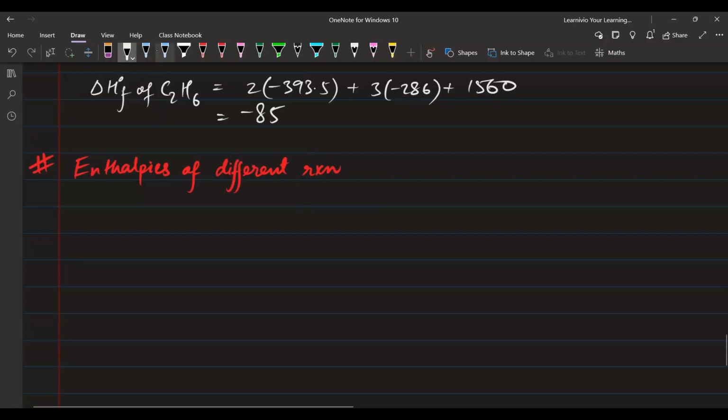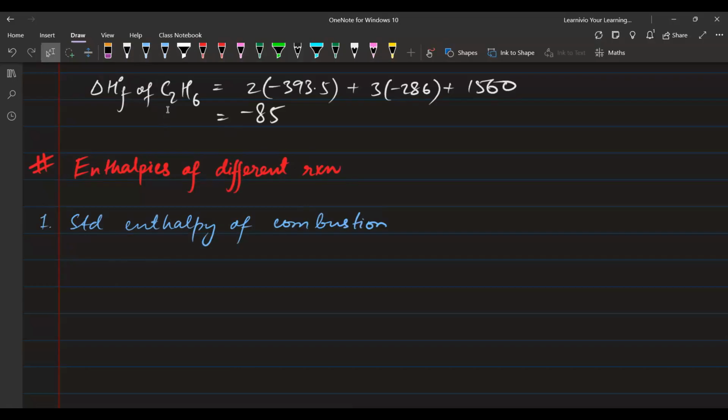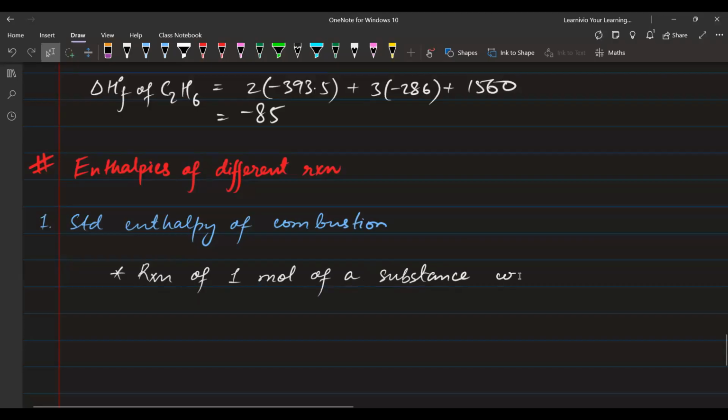First point. The first one is standard enthalpy of combustion. See, in each of the definitions there will be some restriction that will help you in writing the reaction. Okay? What is enthalpy of combustion? It is basically the reaction of 1 mole of a substance with O2.